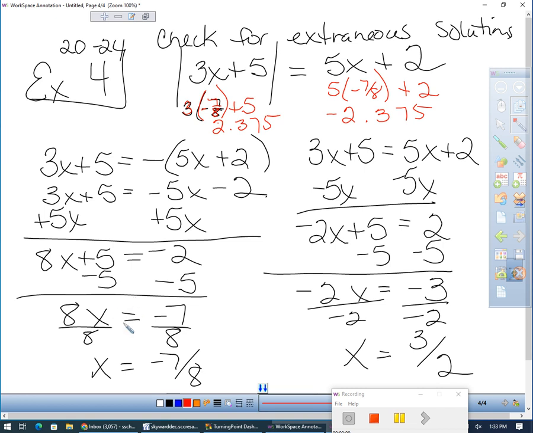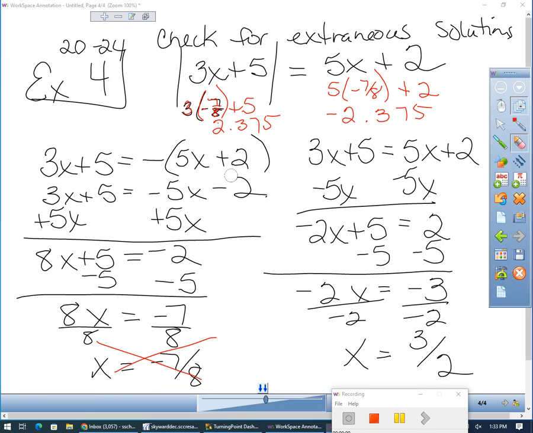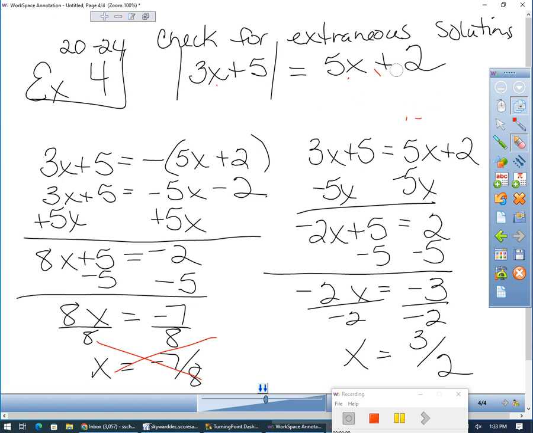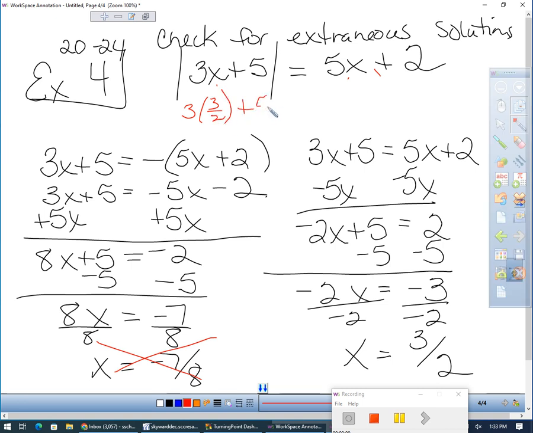So are those equal? So we're going to go back down to our solution, and we're going to cross it out because it did not work. It is extraneous. Now we're going to do the same thing with our 3 halves. I have 3 times 3 halves plus 5. Okay, and then I have 5 times 3 halves plus 2. That one works. So this solution does work.